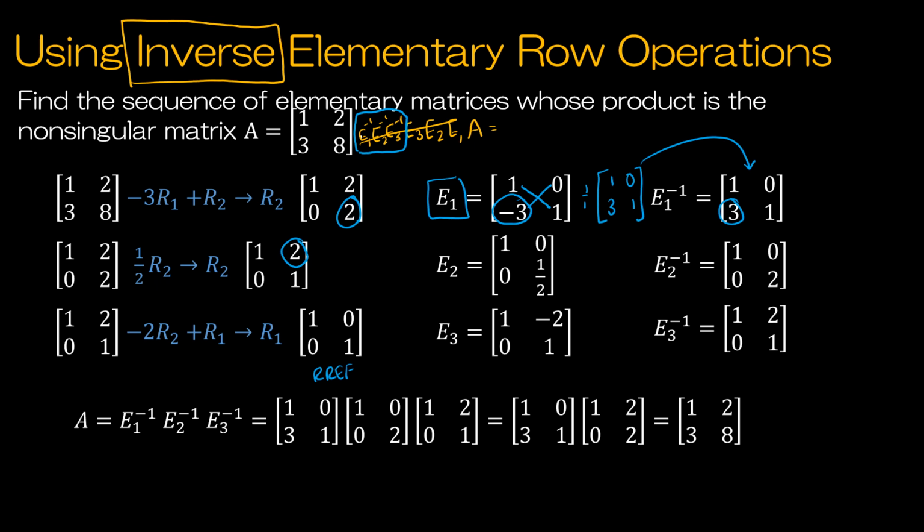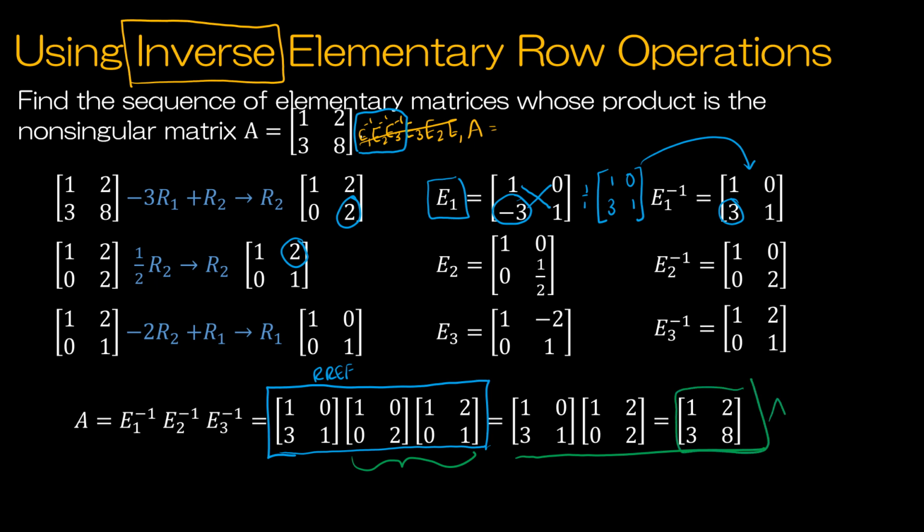And just for fun, I went ahead and multiplied it out. So this is the sequence. So this is the solution to my question: find the sequence of elementary matrices whose product is the non-singular matrix A. But this part is basically showing my work. I went ahead and multiplied these two, and then multiplied by that last matrix, and found that I did, in fact, end up at A.